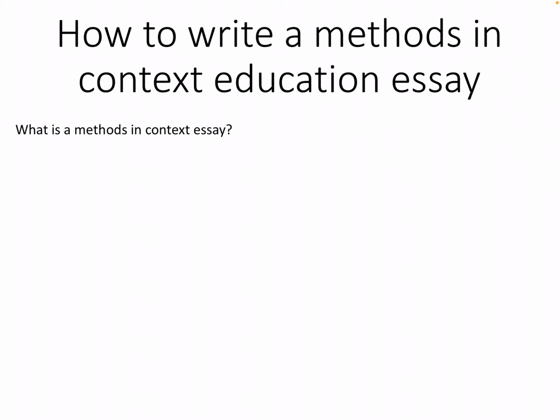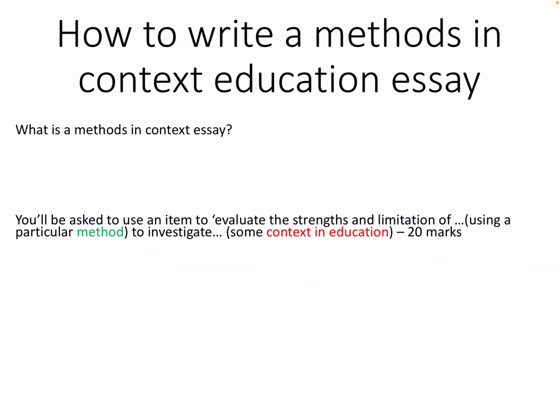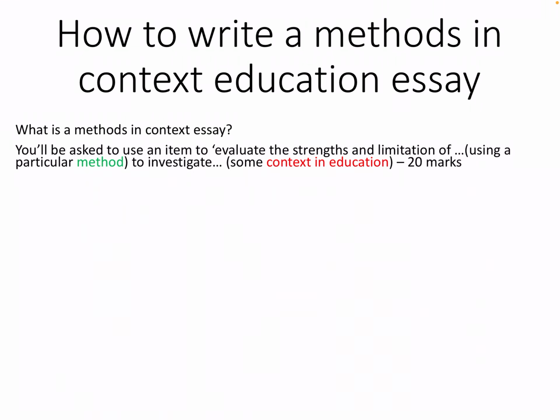So firstly, what actually is a methods in context essay, if you haven't come across them yet? Well, in every one of your Unit 1 papers, your Education with Theory and Methods paper, you will be asked to use an item to evaluate the strengths and limitations of a particular method, to investigate, and there'll be some context or some topic from education. The essay is worth 20 marks. So it's a big essay, but obviously not as big as the 30 markers.